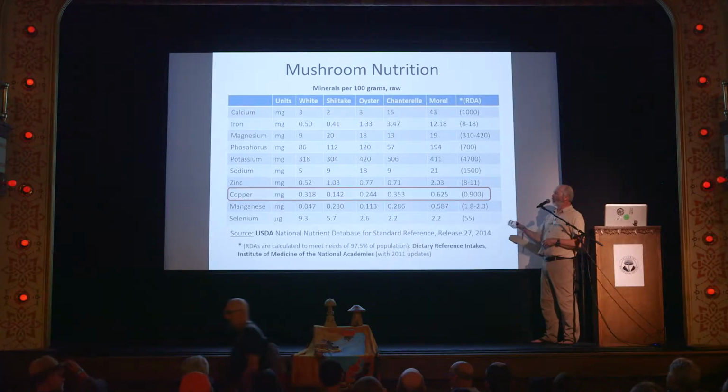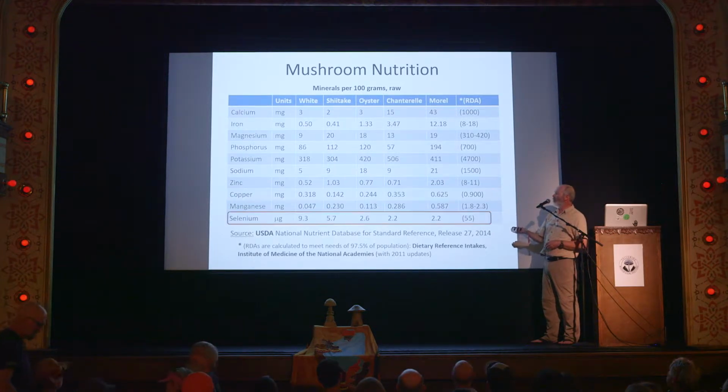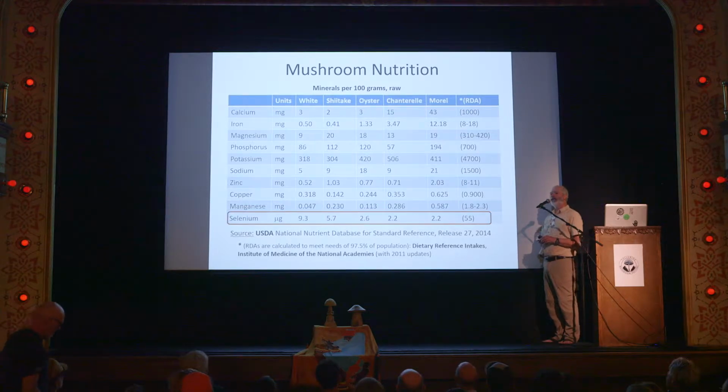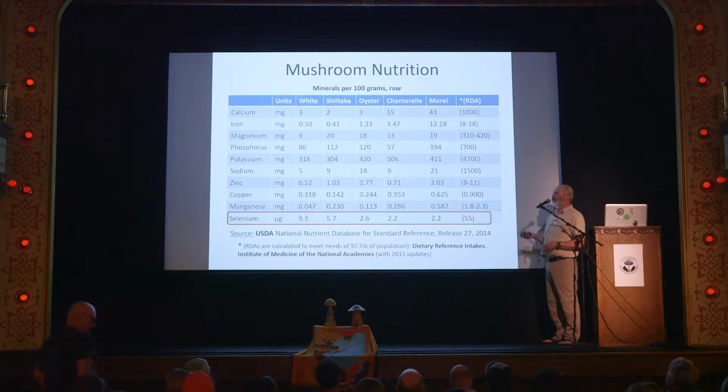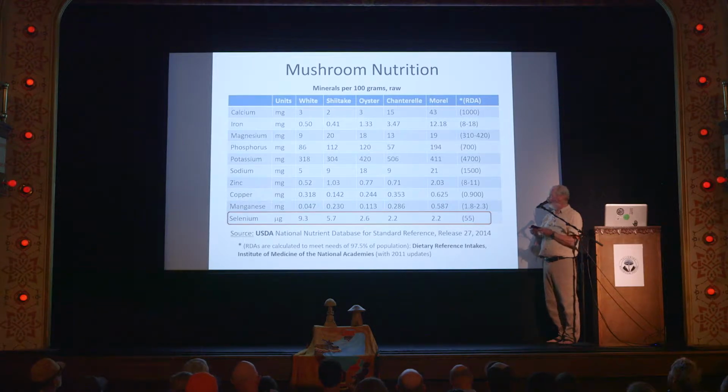And then some other metals. I skipped zinc, but it's a source of zinc. Copper, you can see it's a significant source of copper. And then also selenium. Selenium is a trace nutrient, so you can see here the units are micrograms rather than milligrams, and mushrooms can be a good source of that as well. Okay, this is my last table, I promise.